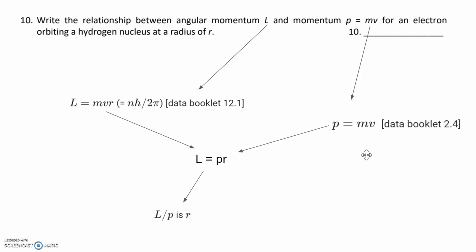So if we substitute the equation for momentum into the equation for angular momentum, we get L equals PR. And from this equation here, we can deduce that L over P is equal to R. This question is fairly simple, hence the question asks to write the relationship. As it is so easy, it is recommended that you memorize the following relationship so you don't have to take up time to deduce it.